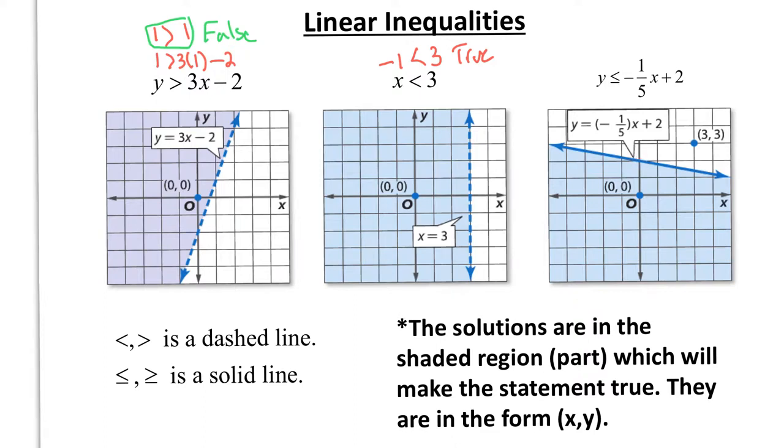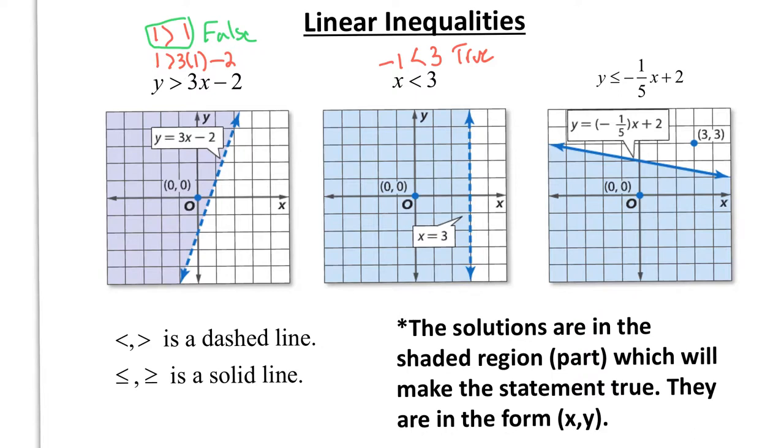So if you plug in 0 for the x and 2 for the y, and you simplify the inequality, you're going to get a true statement. So that's what it means when it's solid. Any points on the shading part, so you can pick this one, it's going to be a solution. It's going to give you a true statement.